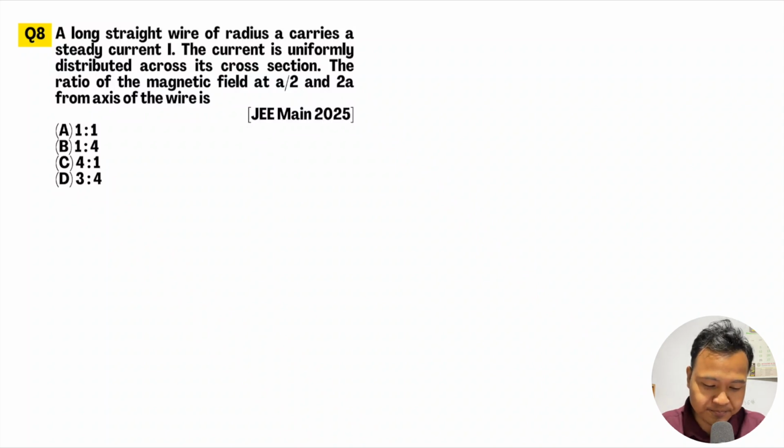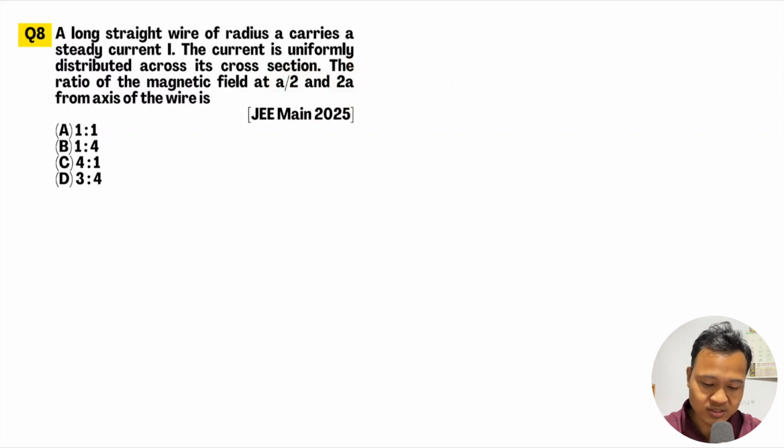Now the question: actually there is a solved example in your NCERT textbook, about the magnetic field at a distance r inside the wire and outside the wire, at a by 2 and 2a. Try to solve it yourself first, and check it in your textbook.